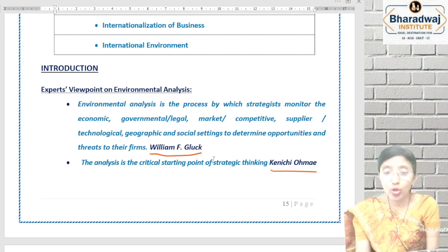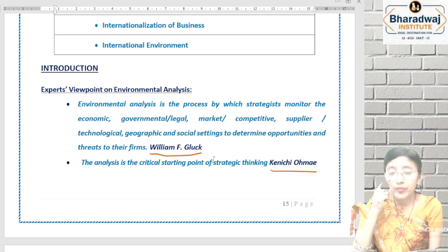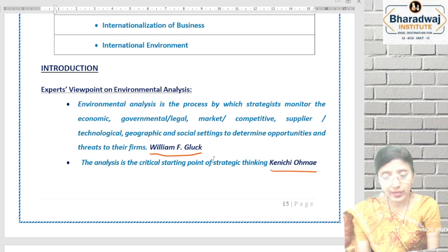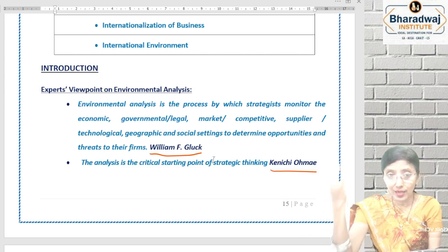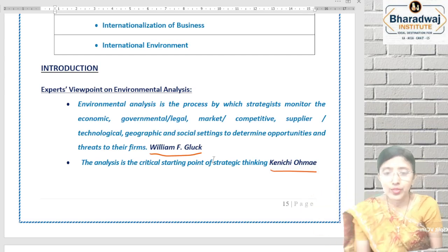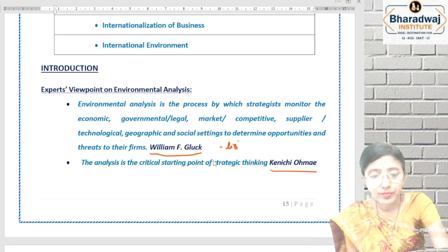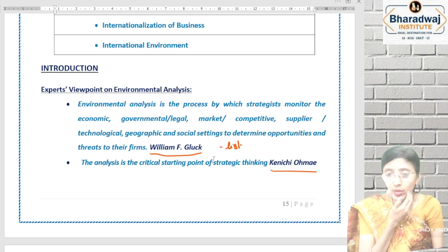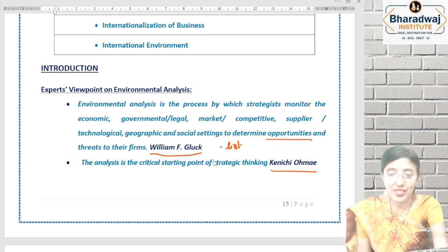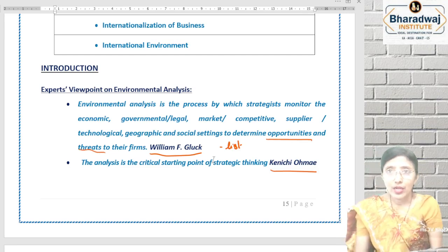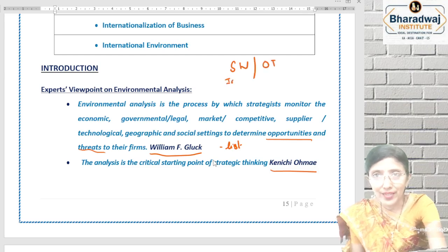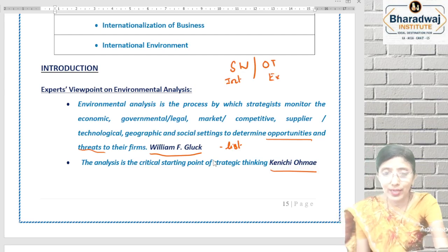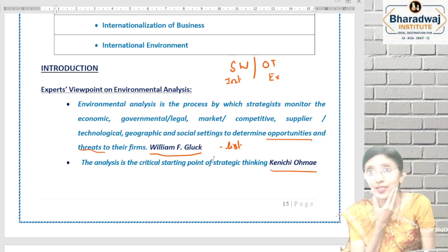In the case of William Glueck, he has even listed out those external factors. He says strategists have to monitor economic, government, legal, market, competitive, supplier, technological, geographical, and social settings. He has listed them out. The list is given. And you understand that he is concentrating on the external environment. Did you notice that? In SWOT, we all know that SW stands for internal and OT stands for external. Look at him. Supposing there's a twisted question in this segment.